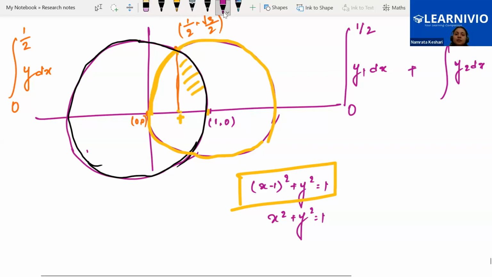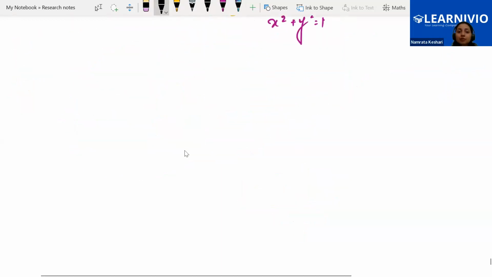If you draw the figure, then only you will be able to understand. 0 to 1 by 2, we will be taking the curve which is coming. Now we have to check the curve is a part of which equation. It's the second equation. That's why initially I was telling you that we will be drawing the figure and you have to be careful.